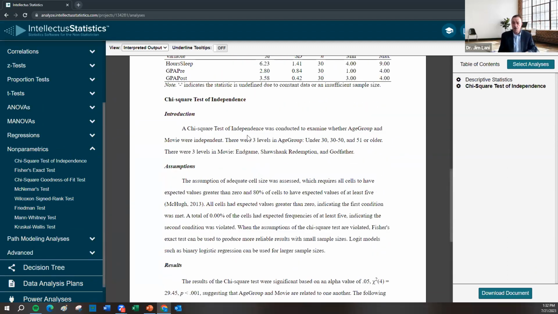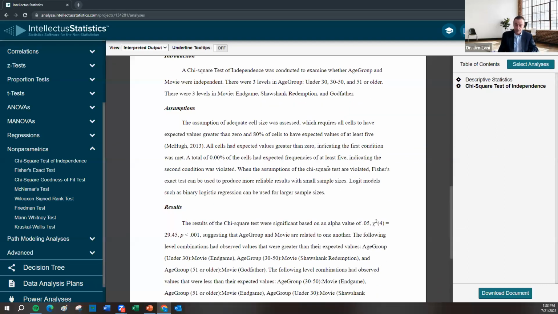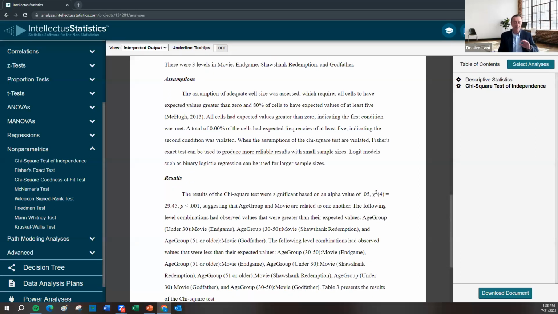So the introduction: we did a chi-square test to examine whether age group and movies were independent of each other. There were 3 levels of age group. There were 3 levels of movies: Endgame, Shawshank Redemption, and Godfather. With the chi-square, there are assumptions. I'm not going to spend a lot of time on them, but just know that what we do here is identify the assumptions.